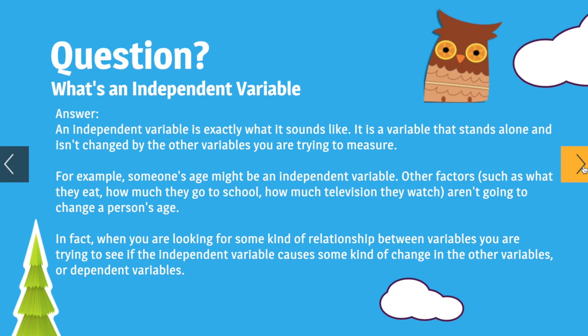Question: what's an independent variable? An independent variable is exactly what it sounds like. It's a variable that stands alone and isn't changed by the other variables you're trying to measure. For example, someone's age might be an independent variable. Other factors, such as what they eat, how much they go to school, how much television they watch, aren't going to change a person's age.